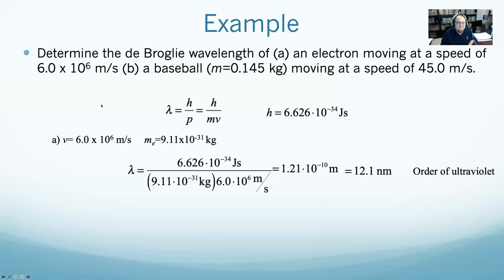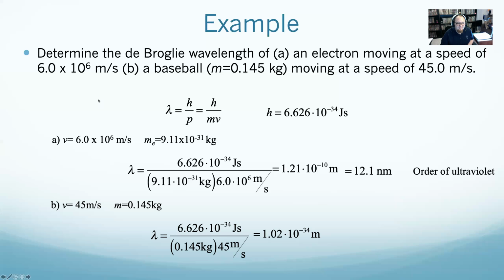If you do something like a baseball, though, and you plug in, you get a wavelength of 10 to the negative 34th meters. So small that you can't work with it. That's why we don't have to deal with this and can't see this unless we get microscopic.